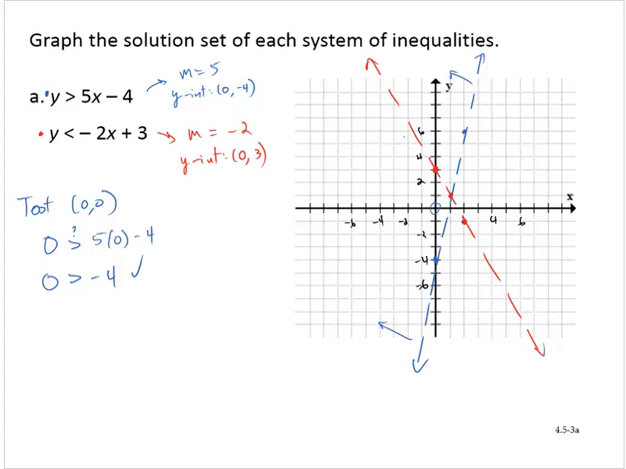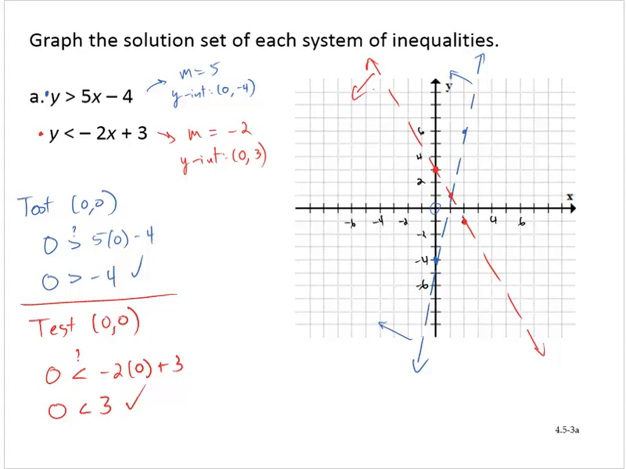We need to decide where to shade, so again I will test the origin. Since the line does not pass through the origin, is 0 less than negative 2 times 0 plus 3? Going through the arithmetic on the right, negative 2 times 0 is 0, plus 3 is 3. Is 0 less than 3? Yes, it is. So for that red line, I would shade below it, since (0, 0) was also a solution.